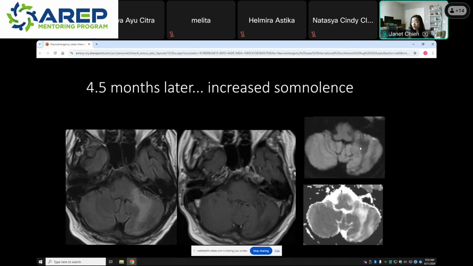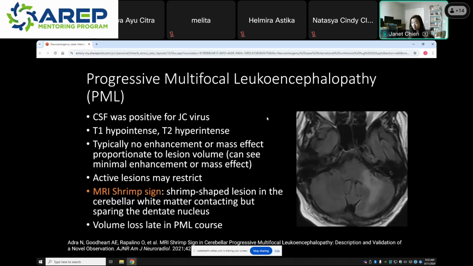This entity, yeah, perfect. Somebody said PML. Excellent, excellent. So PML, unless it's PML IRIS, it usually does not have enhancement, does not really have mass effect proportionate to the lesion volume. And so this is PML, perfect.